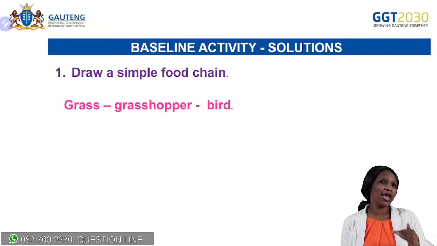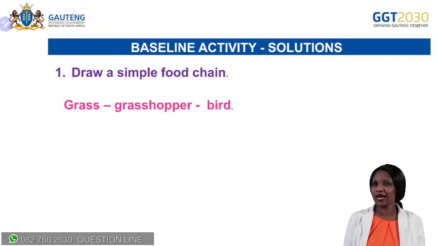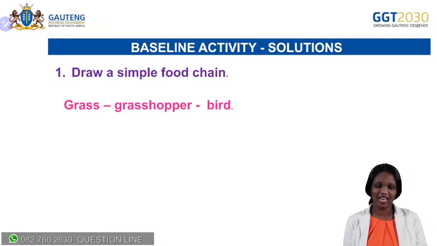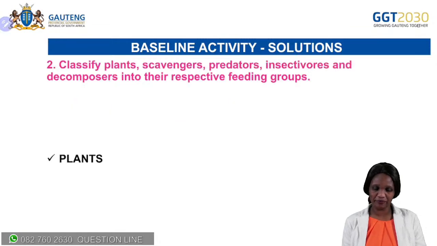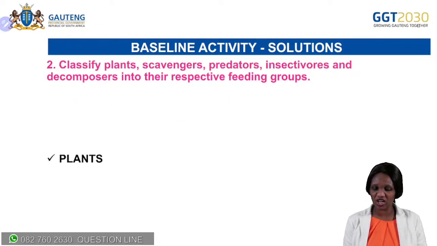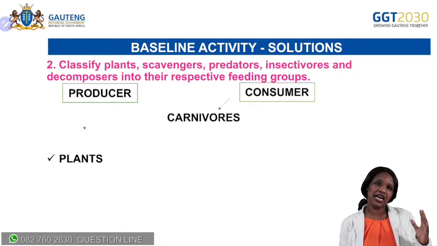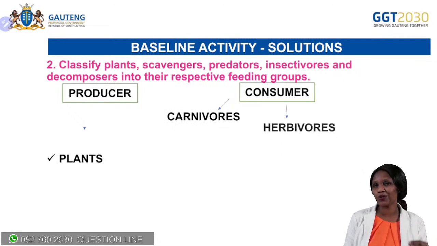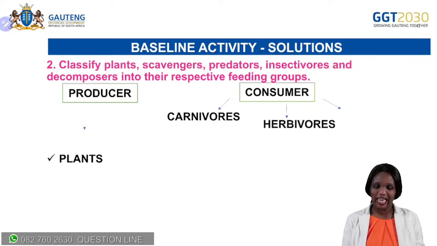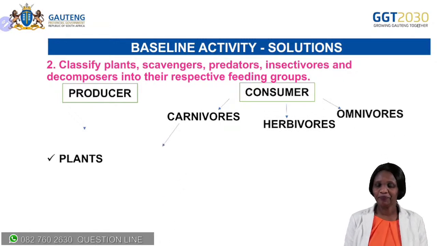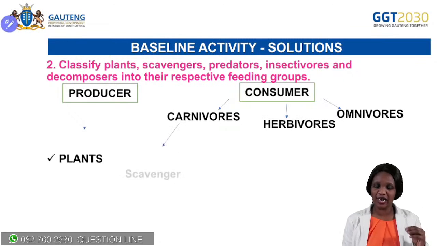You can draw any food chain, but the one that I've drawn for you is grass, grasshopper, then bird. Right, let's go to the next one. It says classify plants, scavengers, predators, insectivores, decomposers into their feeding groups. When you are classifying these into their feeding groups, you must start with the producers because that's where they get their food from. And the producer here is the plant. Why are you saying the producer is the plant? The plants are the only producers.